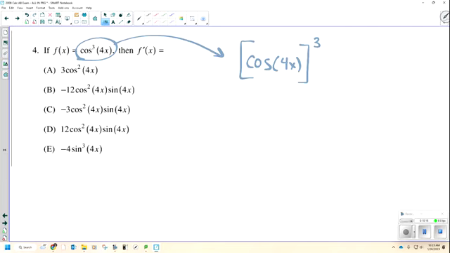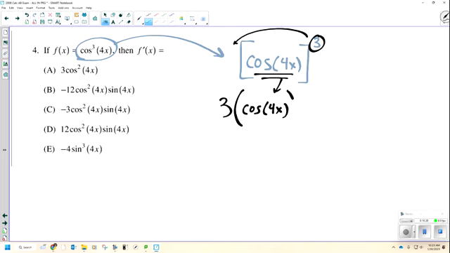First thing, chain rule means I start with the outside. This inside stays the same. So my 3 comes down. The inside is the cosine of 4x. That does not change. Now I reduce the exponent by 1. There you go. I've done the derivative of my power, my exponent.